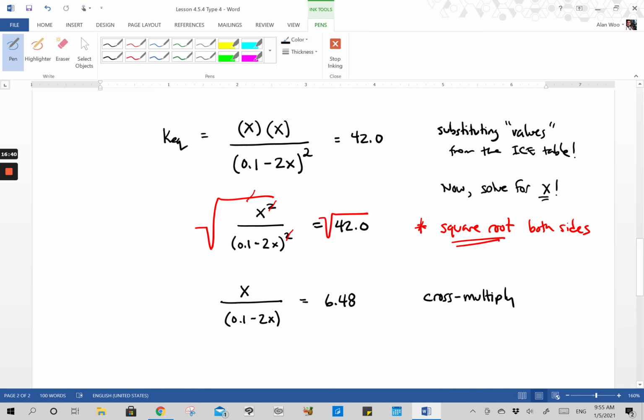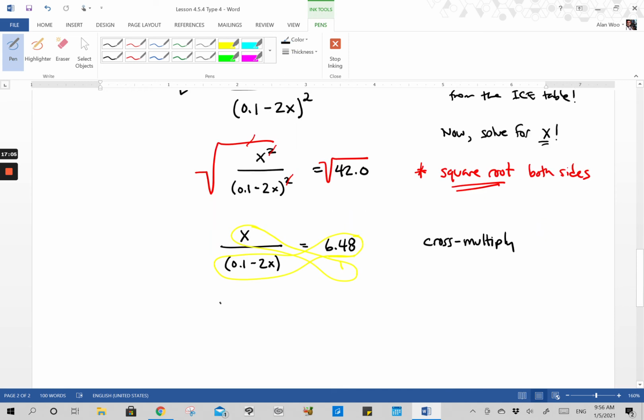Okay. So when we cross multiply, we know that this value here, 6.48, is over an imaginary 1, right? So these two are going to be multiplied. These two will be multiplied. So what you're going to have is x times 1, which is x, equals 6.48 times 0.1 minus 2x.